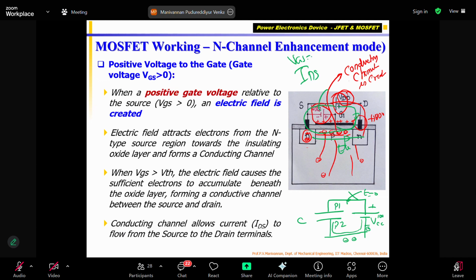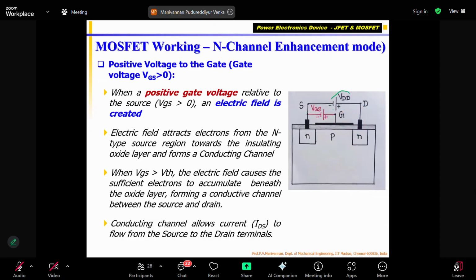So if I vary my gate voltage from 0 to 5 volts, my IDS may vary 0 to 10 amps or 0 to 100 amps, depending upon the current rating. And that current is supplied by this battery. Please note that the current is supplied by this through, because I am connecting my load here. Correct? That's how it works. That is what is mentioned in this one.